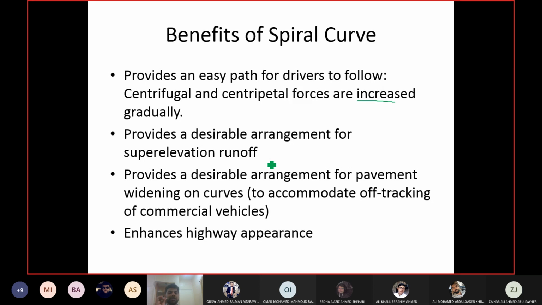A spiral curve also provides you the space to do widening of the road. If you need to do widening of the road, then you can also do it on the spiral curve. Now, why do you need to do widening of the road on the curves? We need to do it for the heavy vehicles. Now, what happens? Let's say this is a curve.